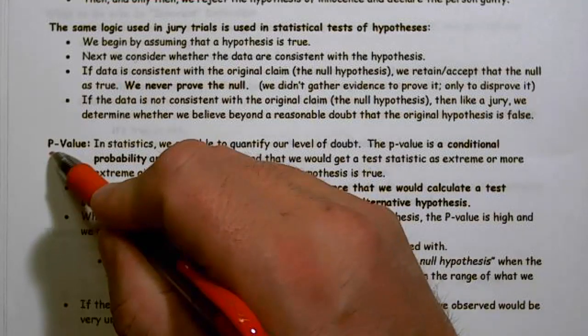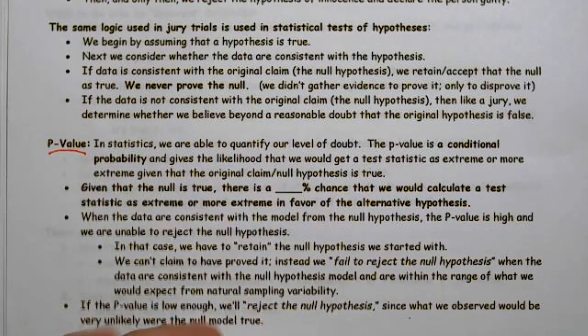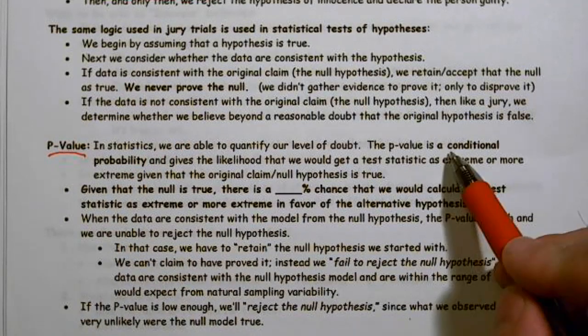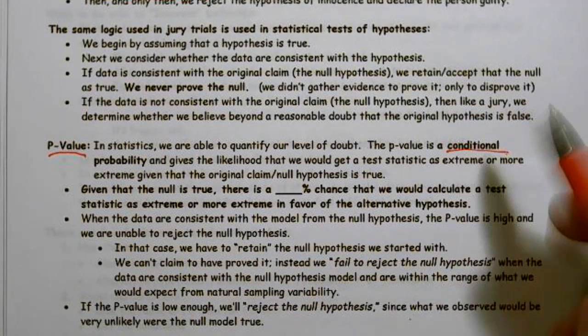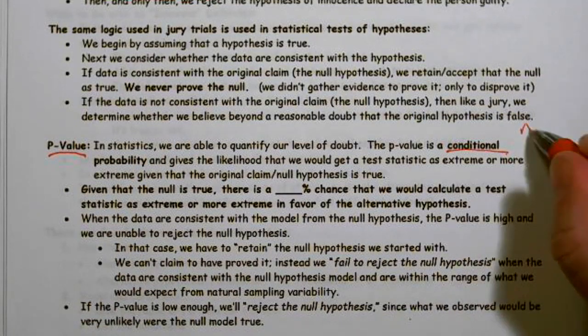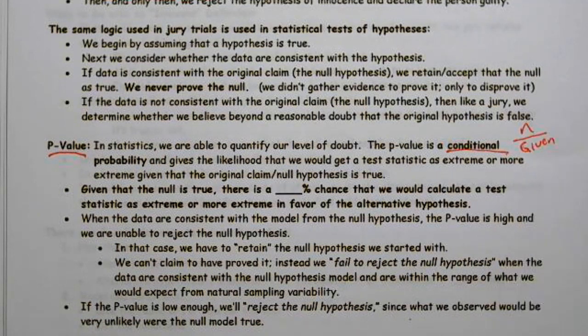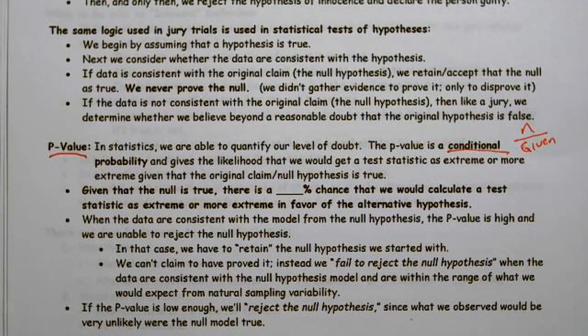A p-value is a probability. Now, it's kind of a complicated probability. First off, it's a conditional probability, which means you should be thinking about intersection over given, like we had in the probability unit. It's basically the probability of getting a test statistic this extreme or more extreme, given that the claim is true. In other words, what's the probability we'd have so much evidence that this person committed murder, given that they were really innocent?